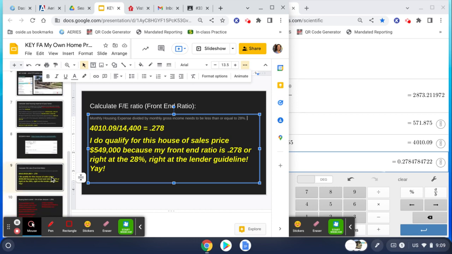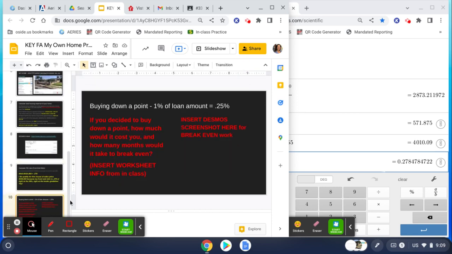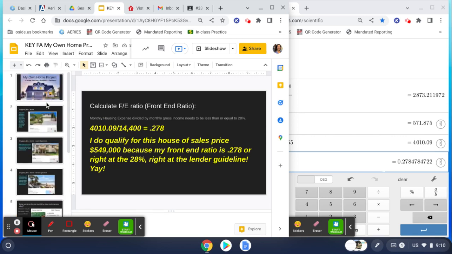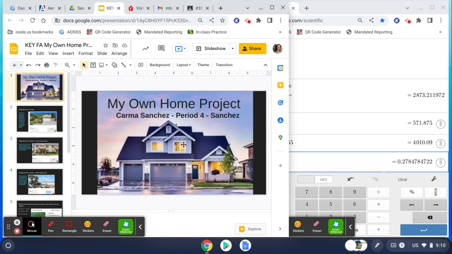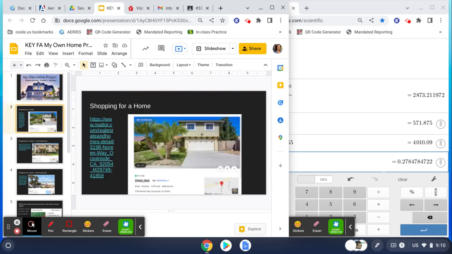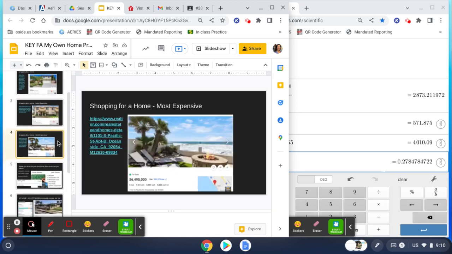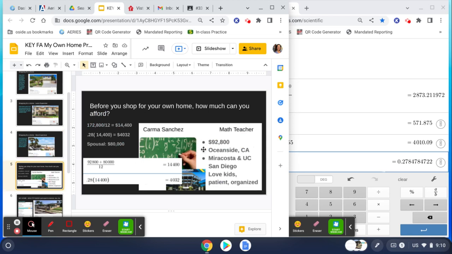All right. Slide 10 was the discount point one, and I told everybody they did not have to do this slide. So please delete slide 10 before you submit it in. You should have a theme chosen. You should have an image or several images on your first slide, your name, what period, what teacher. You should have an average 3 to 4 bedroom home in Oceanside, a least expensive home, a most expensive home. Notice I have the image of the house plus the link. I should have your slide for your career unit with your calculations if you added a spouse or didn't add a spouse.